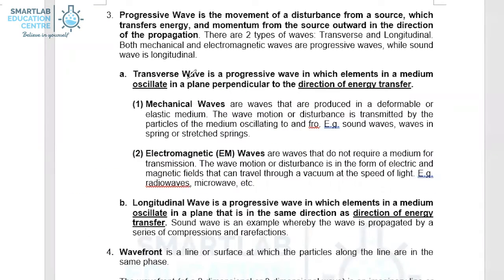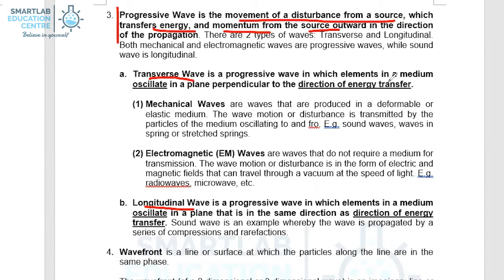Let's now take a look at transverse wave and longitudinal wave. Before that, we need to note that both these waves are termed as progressive wave, which is created by a movement of disturbance from a source when energy and momentum of the source move outward in the direction of the propagation.